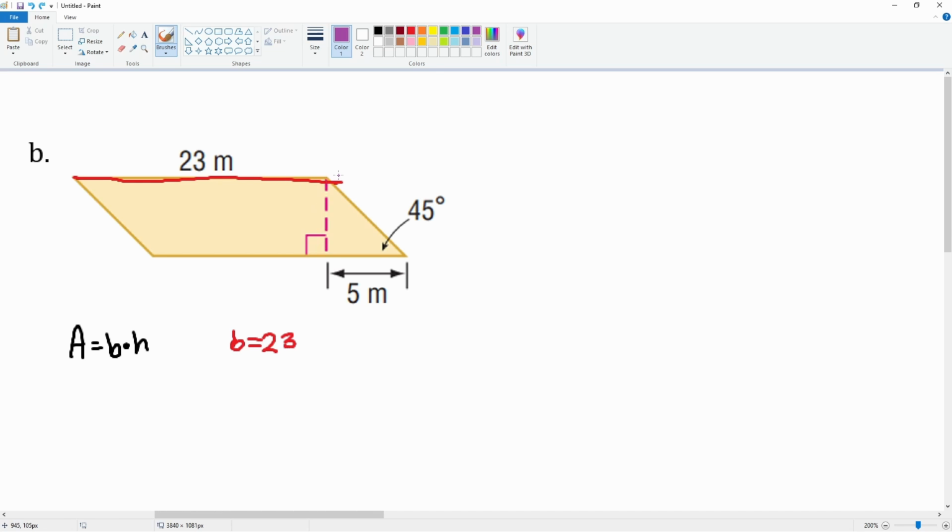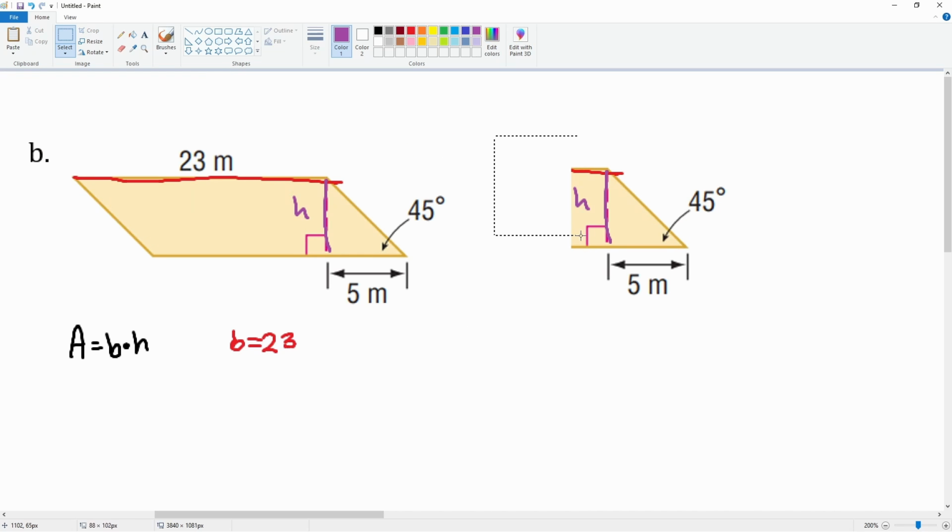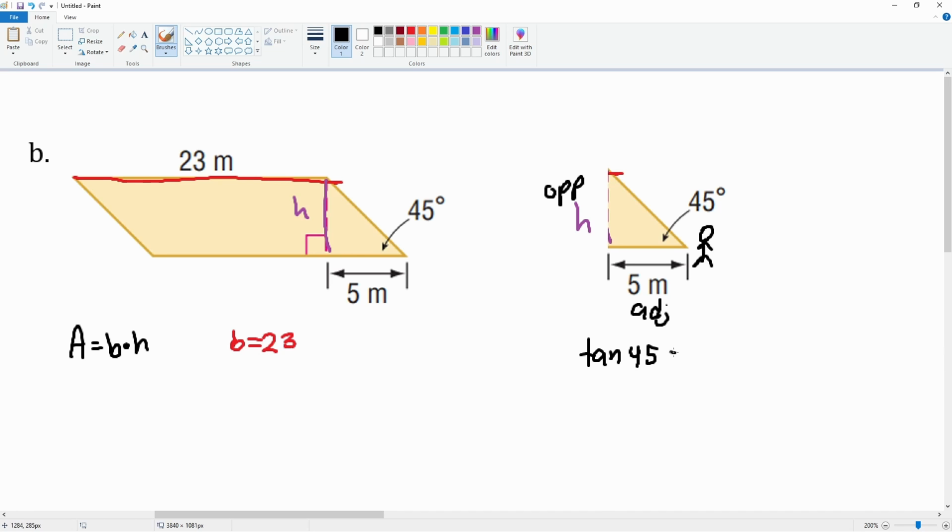We are missing that height. But we know that is this right triangle right here. Therefore, we can set up a trig ratio, or you can actually use your 45-45 here. Watch, the height's going to end up being 5. Okay, we draw our person. I notice 5 is my adjacent, and my h, which is my height, is going to be my opposite. So here, this is going to be tan. So tan of 45 is equal to opposite, h, over adjacent, which is 5.